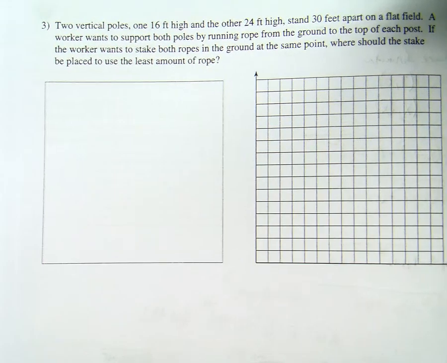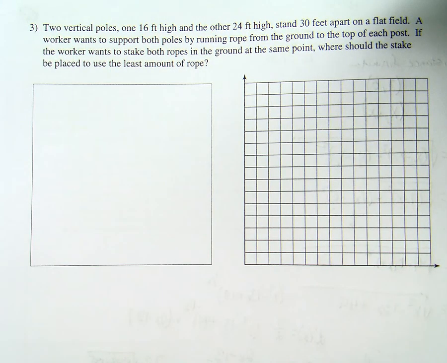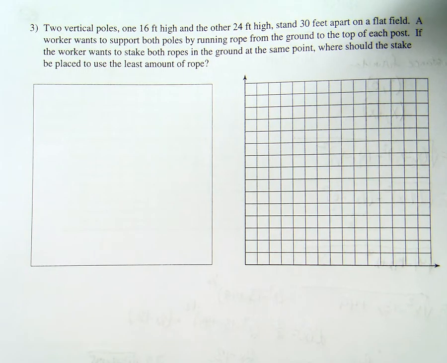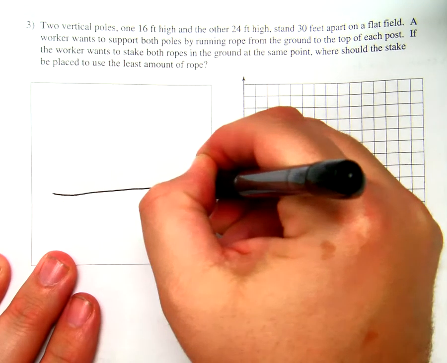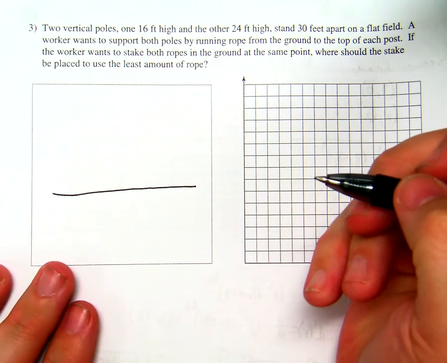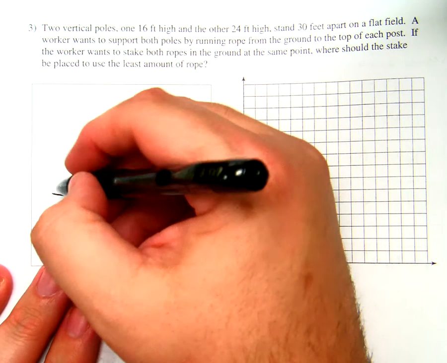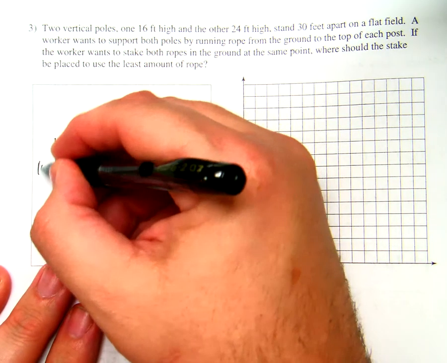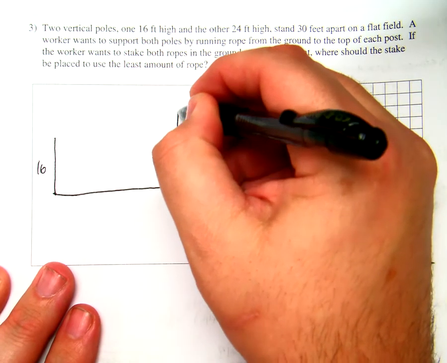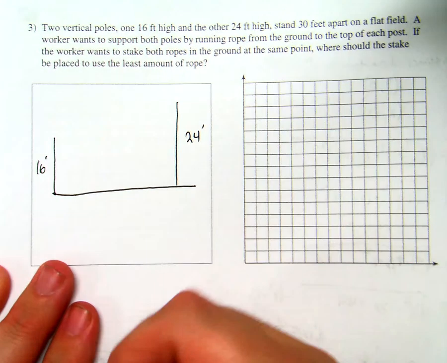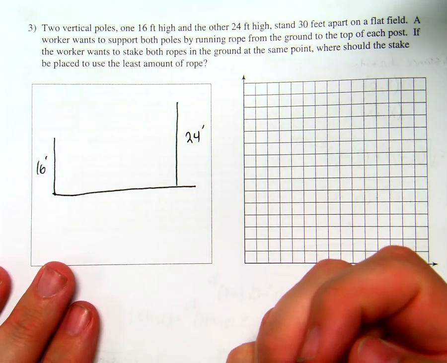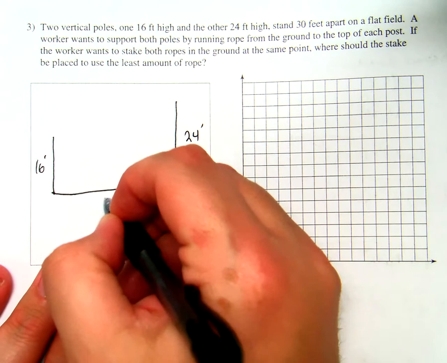Right, two vertical poles, one 16 foot high and one 24 foot high, stand 30 feet apart on a flat field. All right, let's just draw that. There's your flat field. It's sort of flat. 16 feet, so that's 16, and the other one's what? 24. Okay, so that's 30 feet.